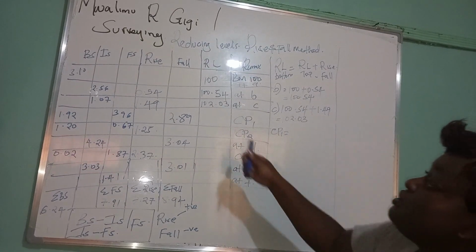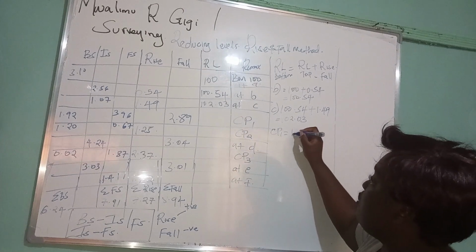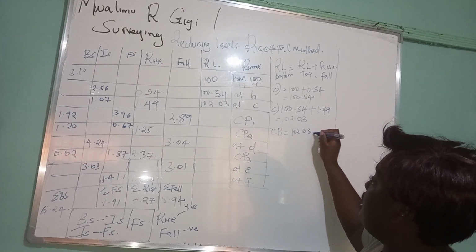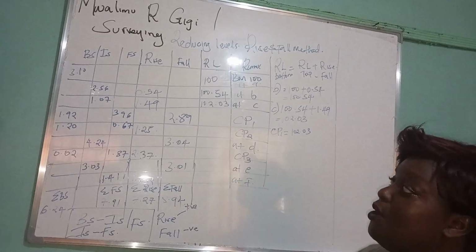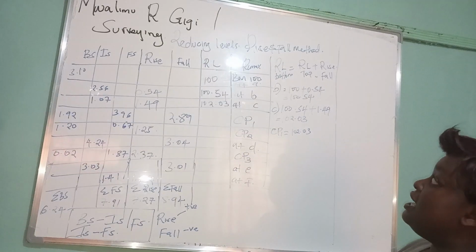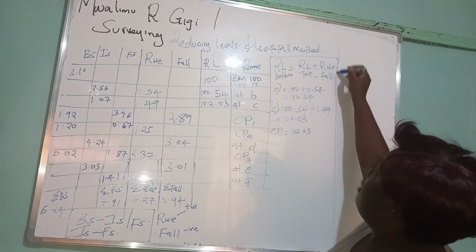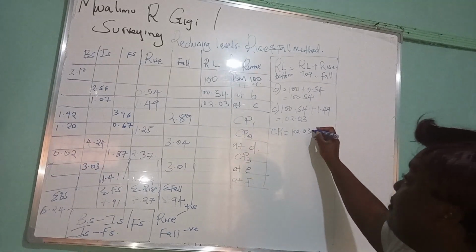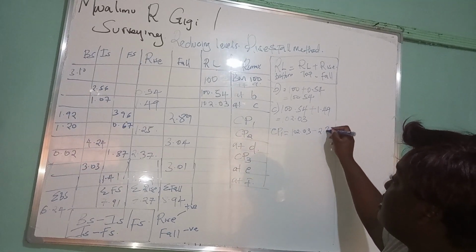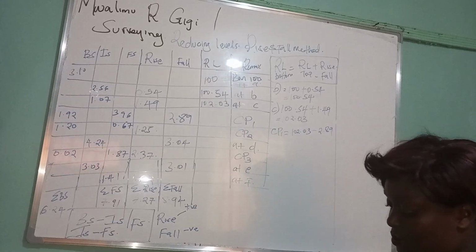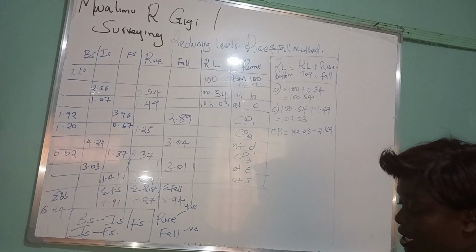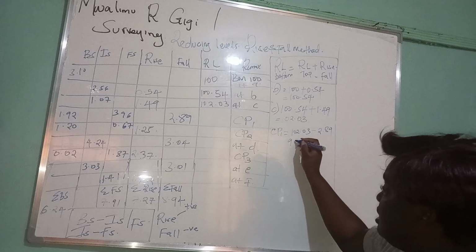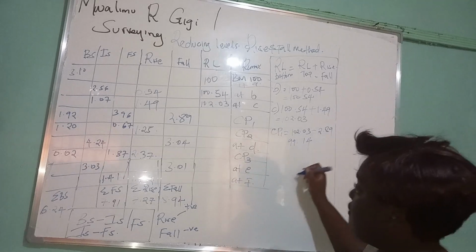At change point 1, we have the reduced level at the top as 102.03, and we have a fall of 2.89. So from the formula, when it is a fall, it is minus. So minus 2.89, it is 99.14.